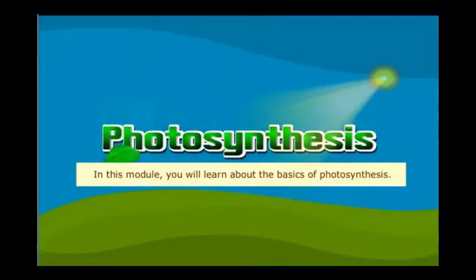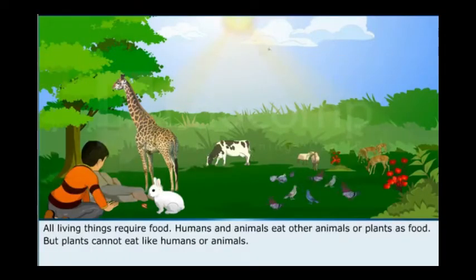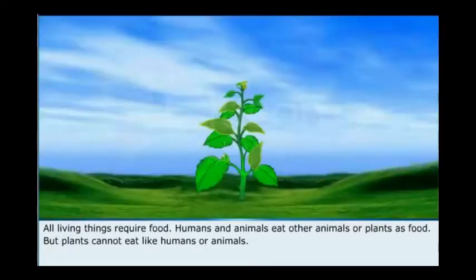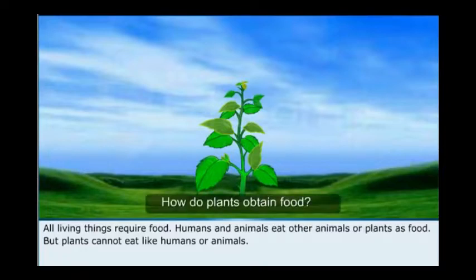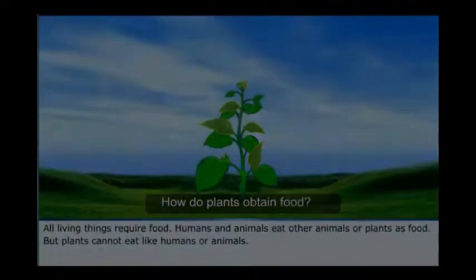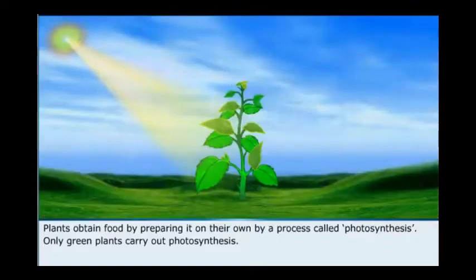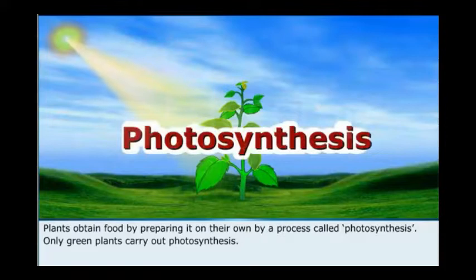In this module, you will learn about the basics of photosynthesis. All living things require food. Humans and animals eat other animals or plants as food, but plants cannot eat like humans or animals. Plants obtain food by preparing it on their own by a process called photosynthesis. Only green plants carry out photosynthesis.